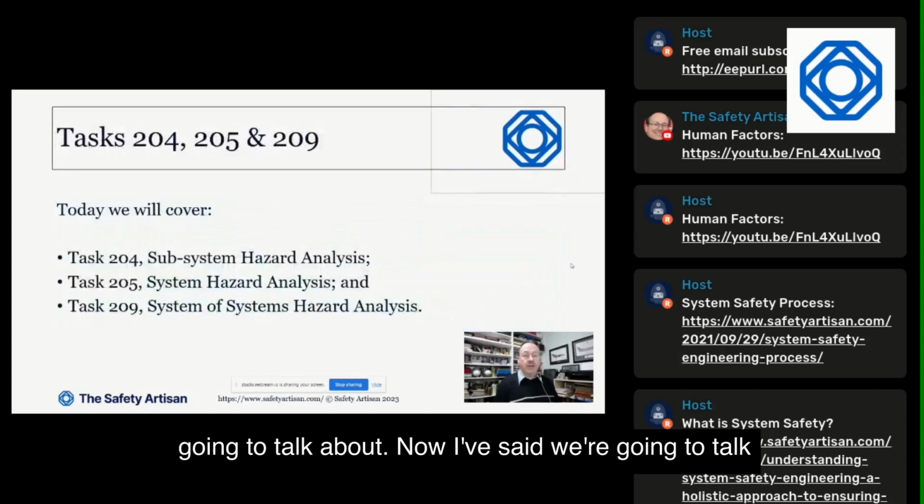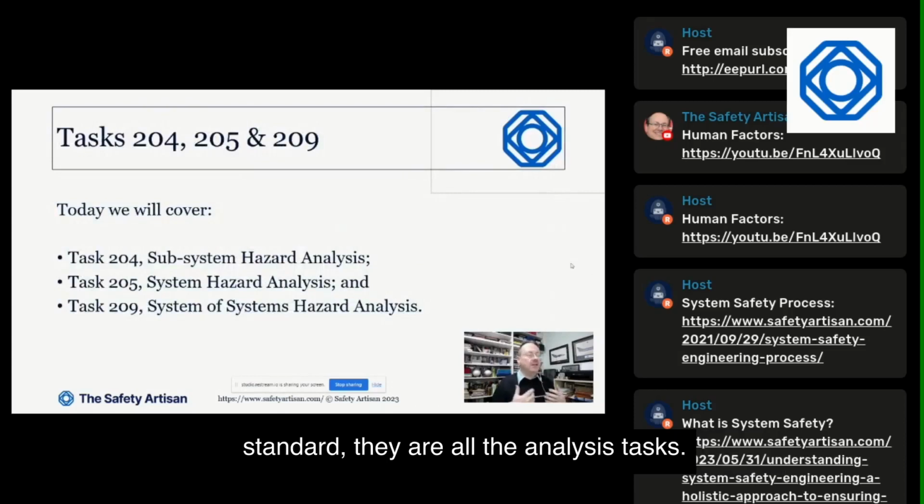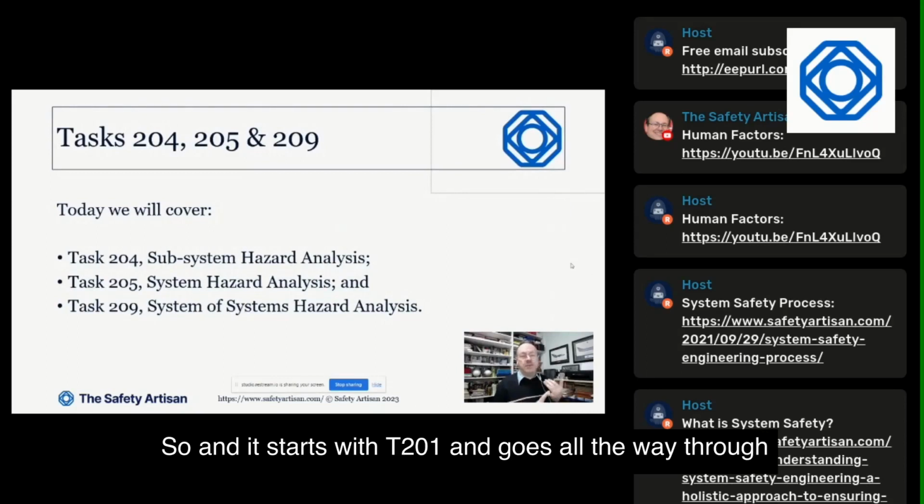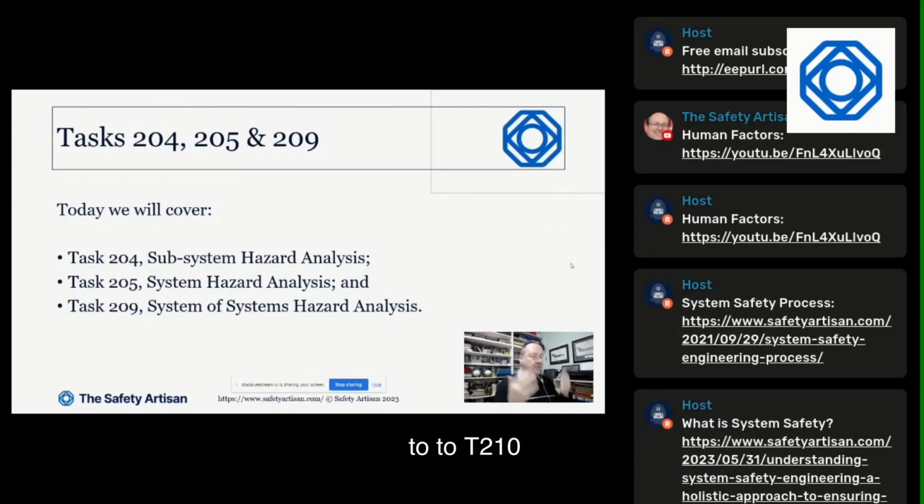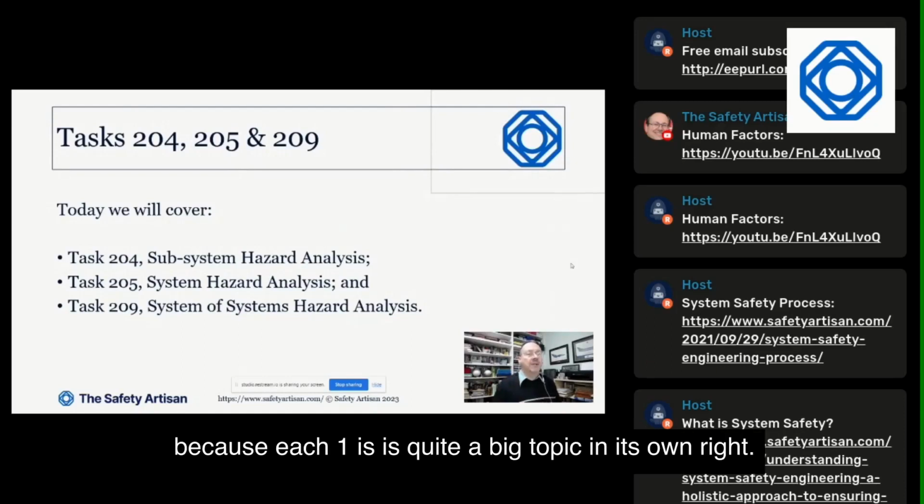Now, I've said we're going to talk about these 3 tasks. The 200 series tasks in the MIL standard are all the analysis tasks. It starts with 201 and goes all the way through to 210. But today we're going to talk about 3 tasks in overview, very briefly, because each one is quite a big topic in its own right.